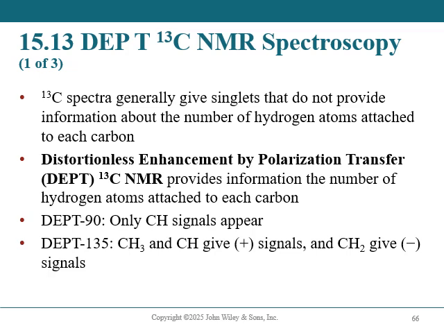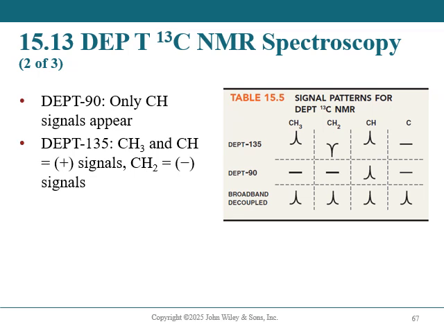So distortionless enhancement by polarization transfer, or DEPT, carbon NMR, is a technique that provides information about the number of hydrogen atoms attached to each carbon. In DEPT 90, only CH signals appear, but if you use DEPT 135, then you get CH3 and CH2 signals as well across the entire spectrum. DEPT 90 only shows CH, just like we just saw. And this is very interesting because in DEPT 135 you actually get positive and negative signals. So they go up or they go down depending on the type of carbon-hydrogen bond that you have.